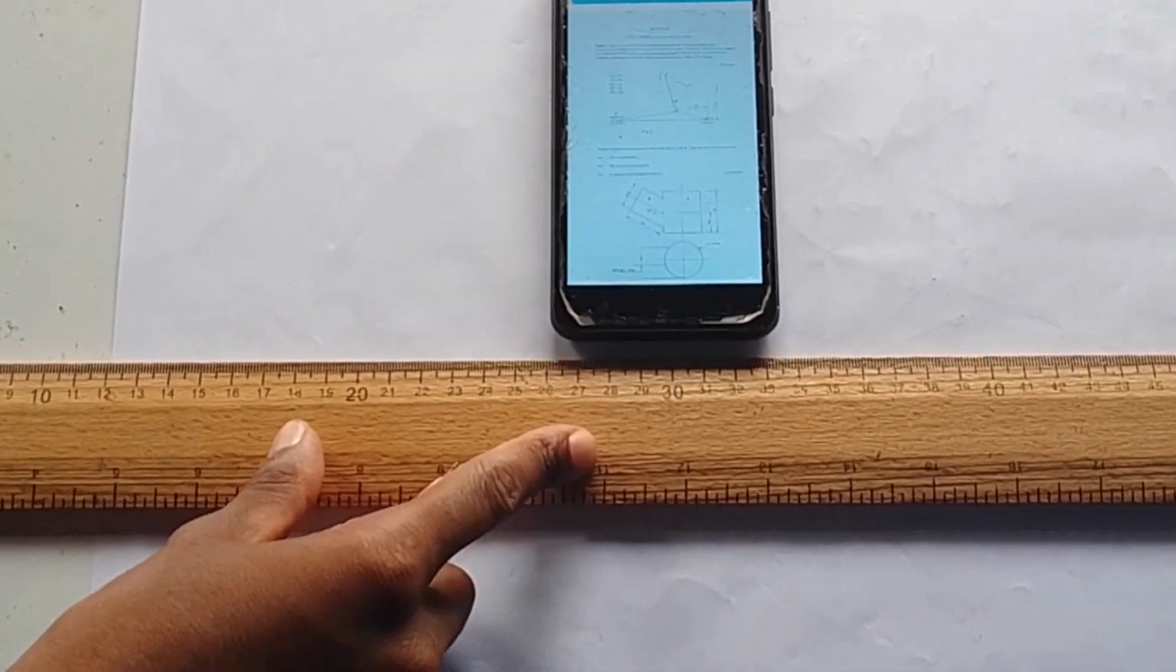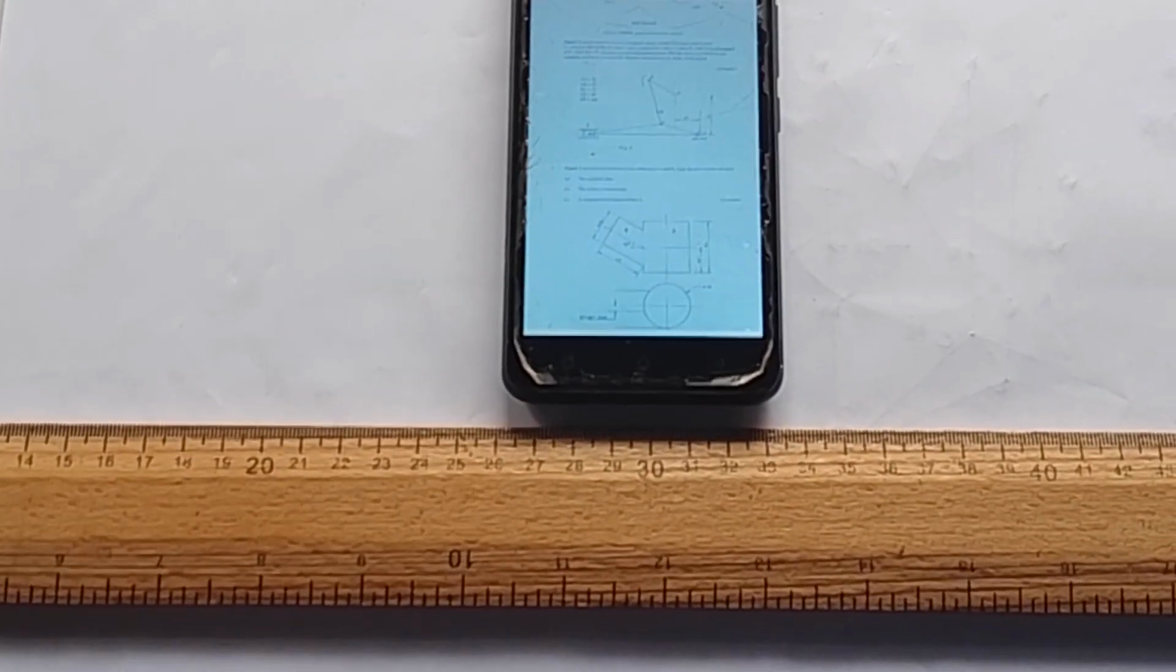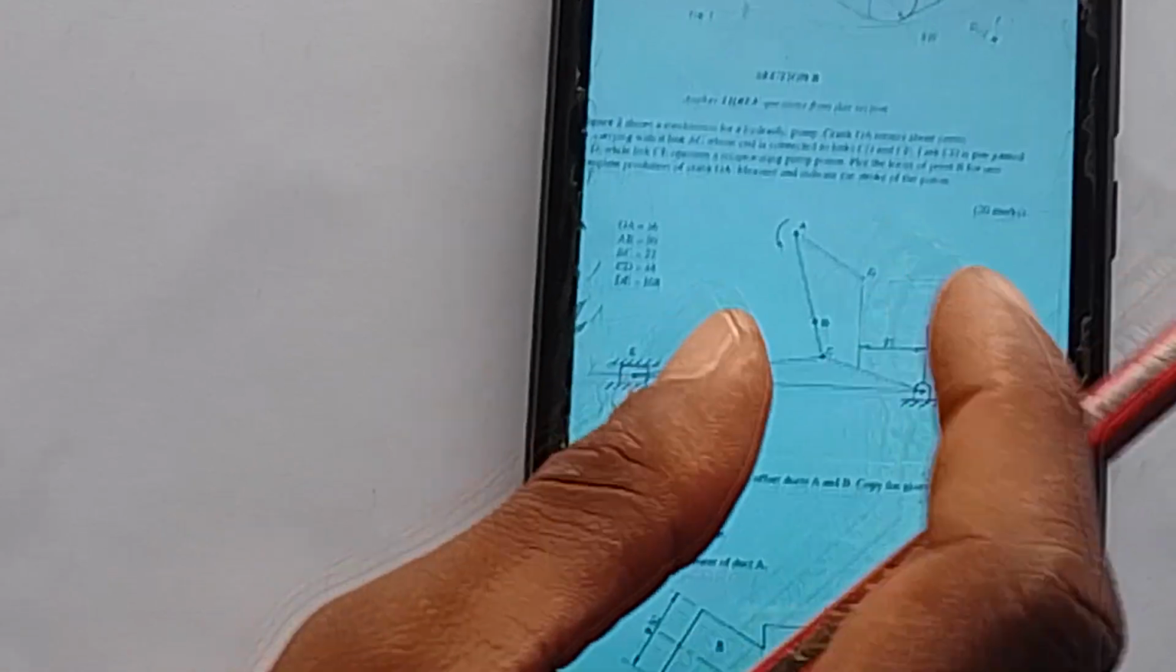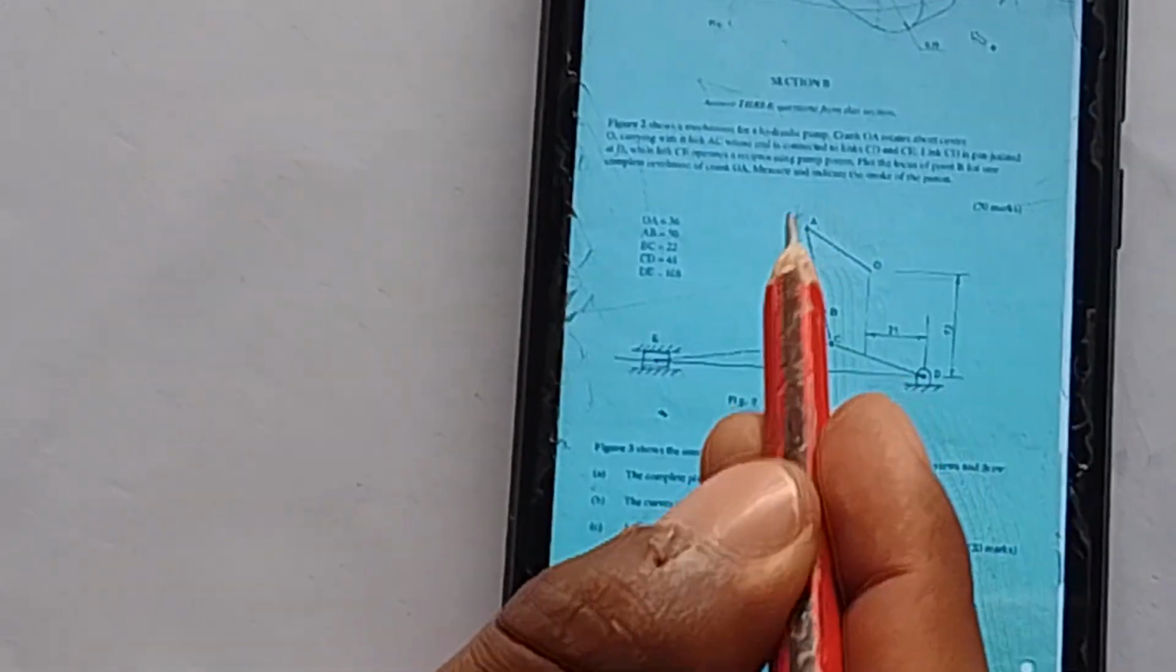Again today we want to do another question on Locus. This is a section B question. As you can see, it is a 20 marks question, and in this question you're supposed to draw a locus of this point.